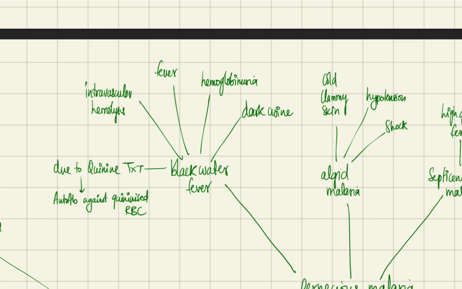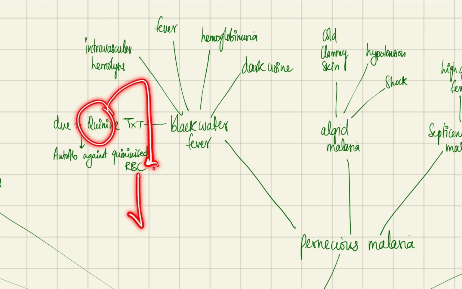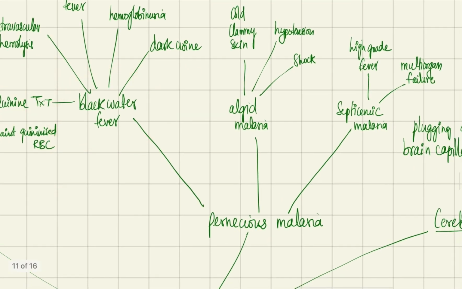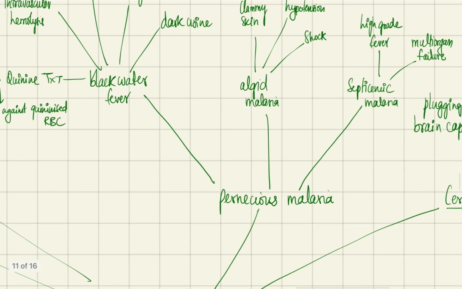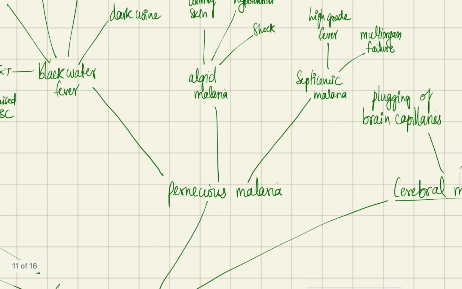are getting ruptured. And also this can be seen on quinine treatment, because there are actually autoantibodies formed against the quininized RBCs, and this can rupture to actually cause the black water fever. So we have three manifestations of pernicious malaria. We have septicemic malaria, algid malaria, and black water fever as discussed.